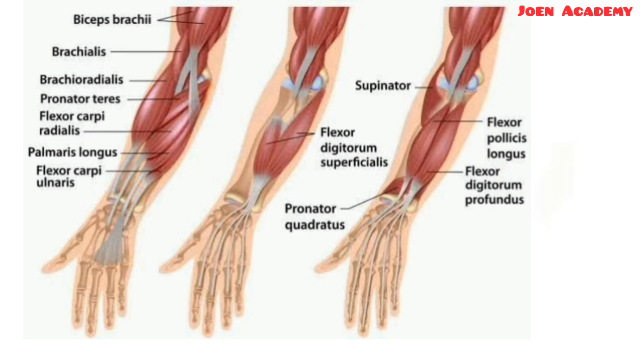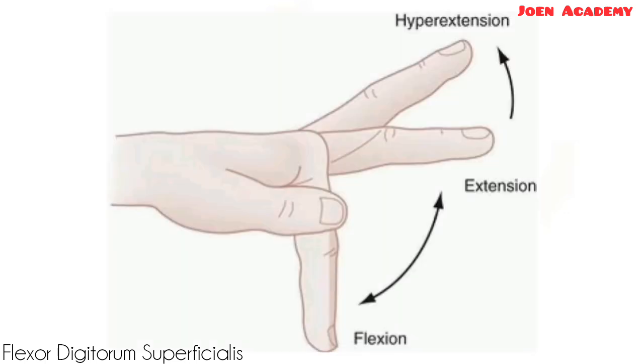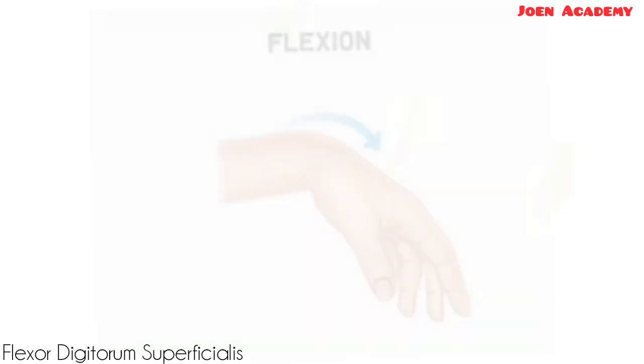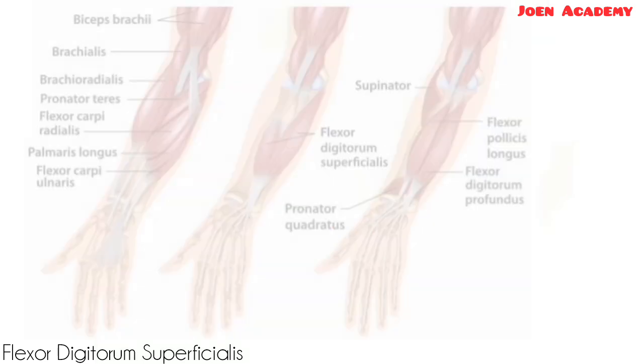As for the attachments of this muscle, it has two heads. One originates from the medial epicondyle of the humerus, the other from the radius. The muscle splits into four tendons at the wrist, which travel through the carpal tunnel and attach to the base of the middle phalanx of the four digits. Actions of this muscle consist of the flexion of the metacarpophalangeal joints and also proximal interphalangeal joints at the four fingers. It also causes flexion at the wrist. This muscle is innervated by the median nerve.